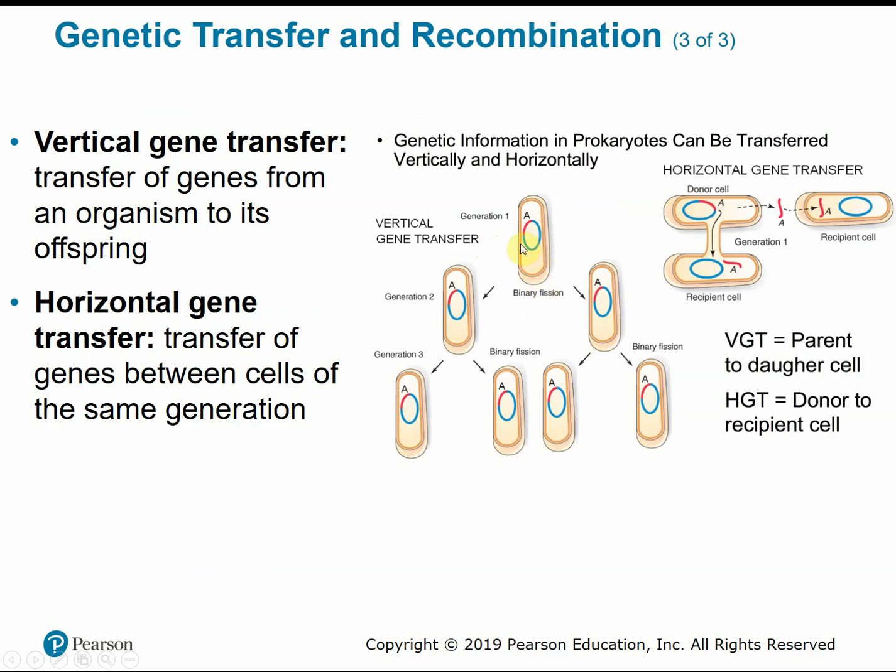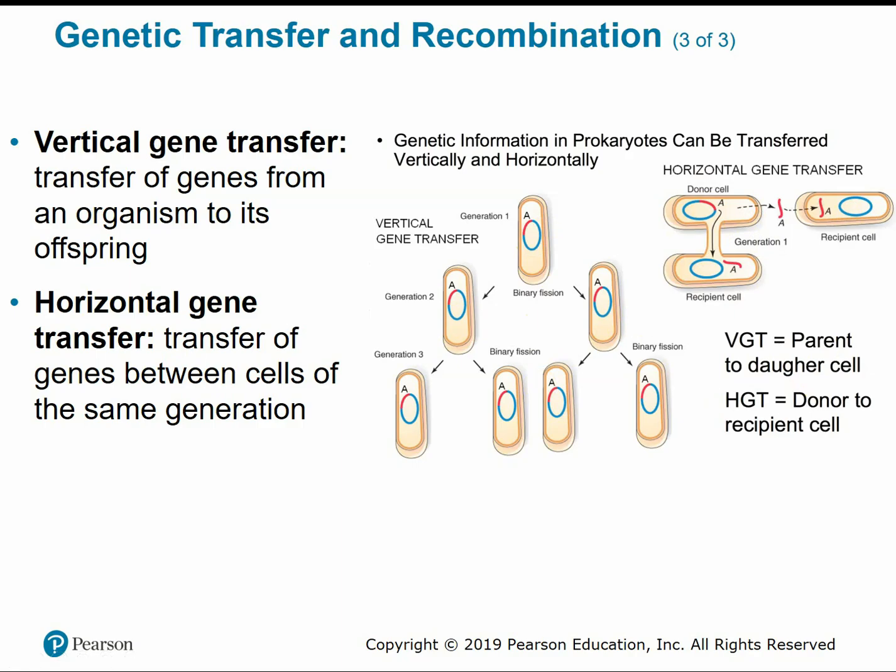Vertical gene transfer is the transfer of genes from an organism to its offspring. It's kind of like a family tree. You have your children, the parents, the grandparents. So there is a genetic similarity in inherited chromosomes. Horizontal gene transfer is a transfer of genes between cells within the same generation, right? So maybe neighboring cells that aren't directly related. Vertical gene transfer is parent to daughter cell. Horizontal gene transfer goes from donor to recipient. So these two cells are going to exchange DNA. That would be horizontal, where this is vertical.